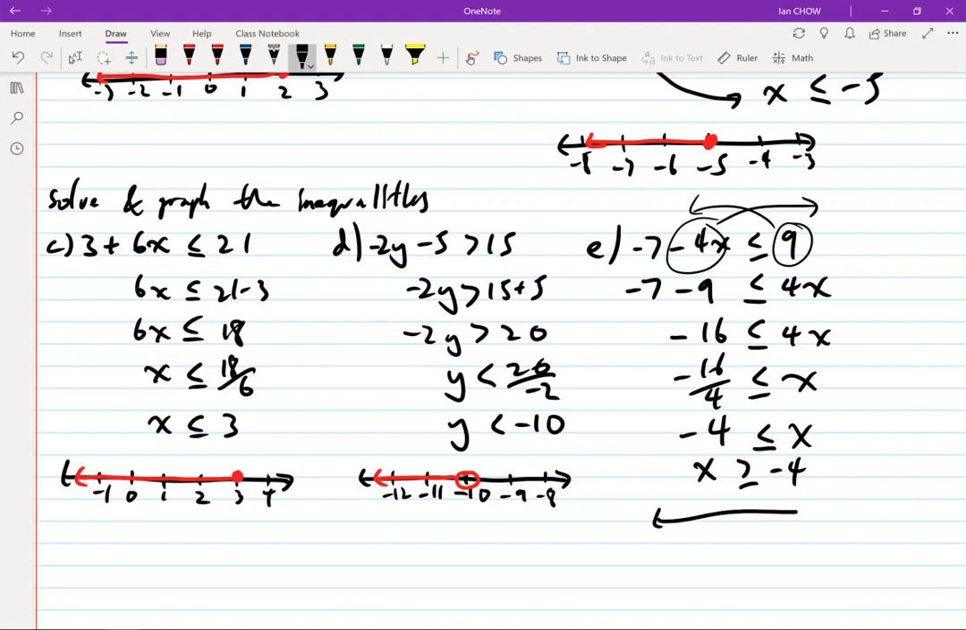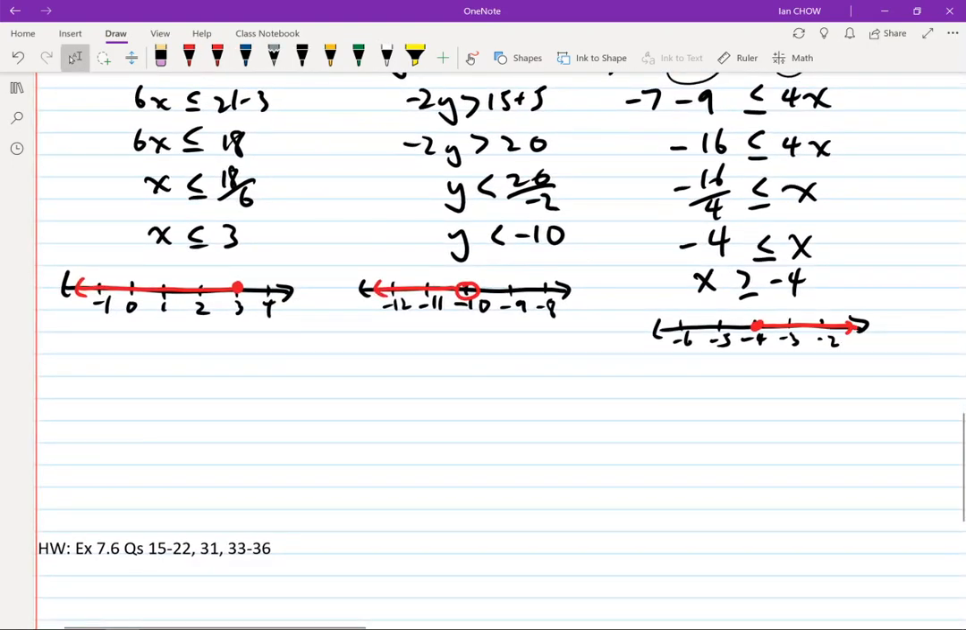And then let's graph it. This time it's a greater than. So we have, let's put negative 4 over here. And then we have negative 5, negative 6, and then we have negative 3, negative 2. And so greater than or equal to, it's a solid dot at negative 4, and then our arrow goes to the right. So that is it for today's lesson.